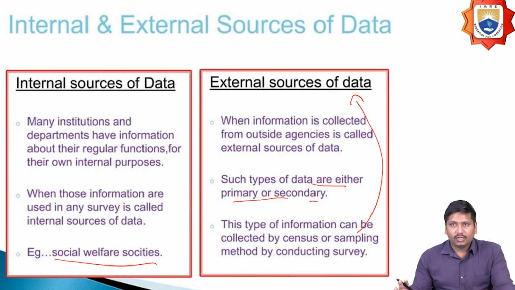So the external and internal are two different ones. The internal means the existing data already available within the institution should be considered an internal source of the data. And the data we gather from outside of the institutions or agencies, we call it the external source of the data. Then, when the information we use in any kind of survey is called the internal source, the data we gather from external may again be of two types, primary one and secondary one. An example of an internal source of data will be social welfare societies.